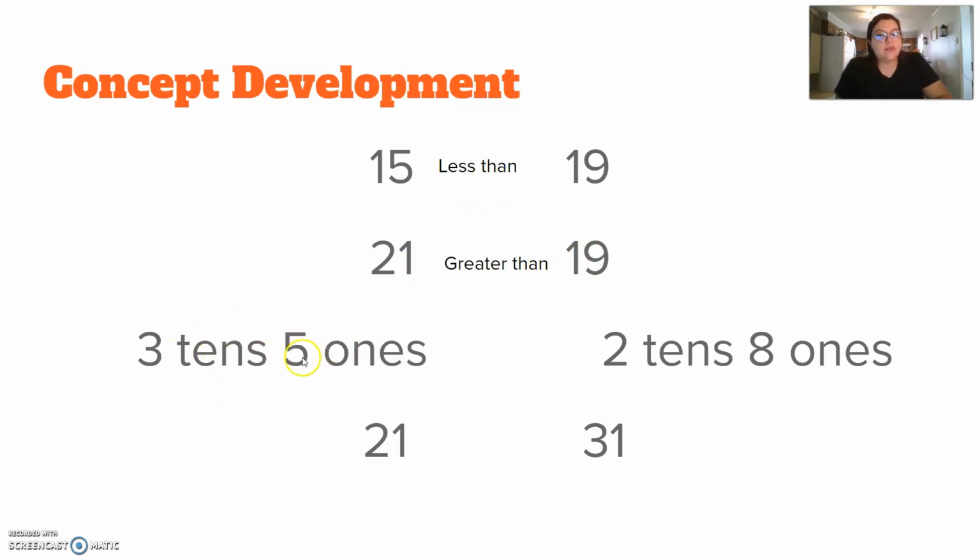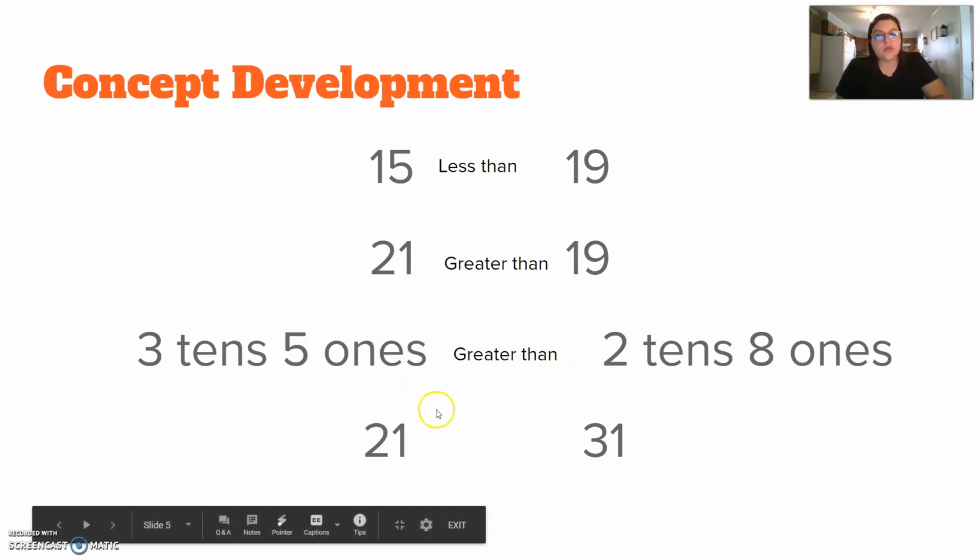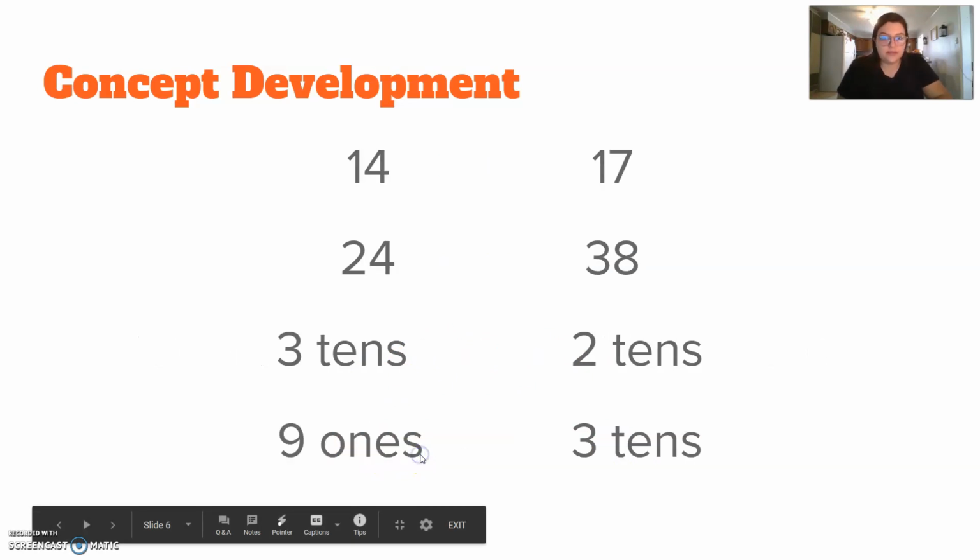Okay, now they've done it in a different format. 3 10s, 5 1s, 2 10s, 8 1s. So let's look at that tens place. We have 3 and we have 2. They're not the same. Which one is bigger? 3. So we know that this side is greater than this side. And since we read left to right, we would say 3 10s, 5 1s is greater than 2 10s, 8 1s. Okay, 21 and 31. 21 is less than 31.